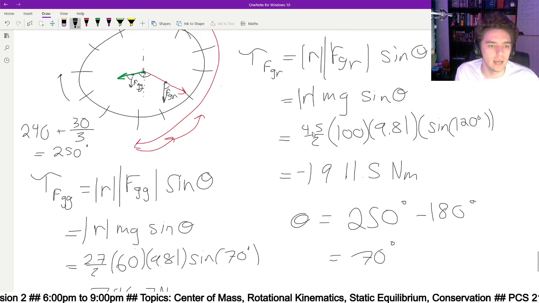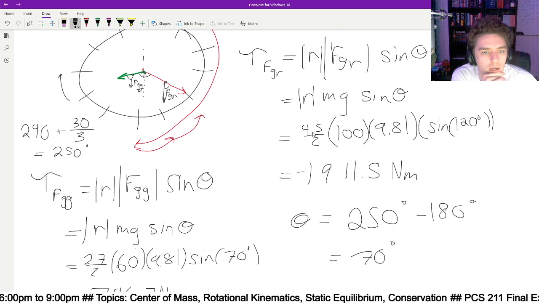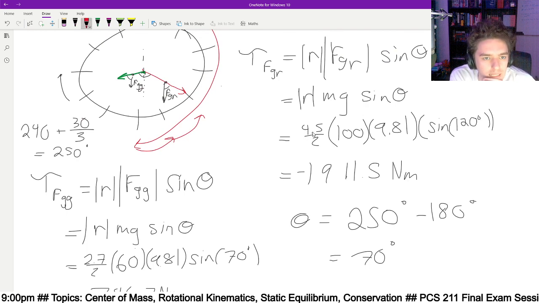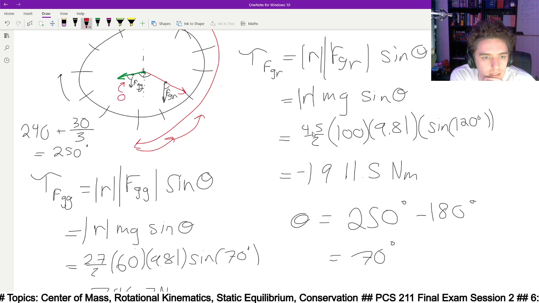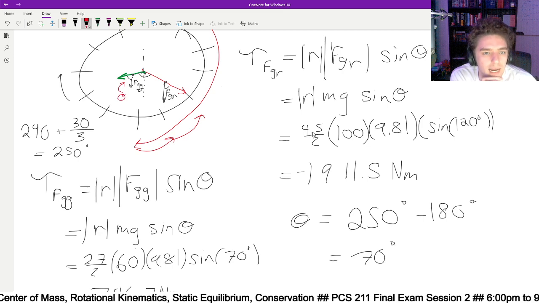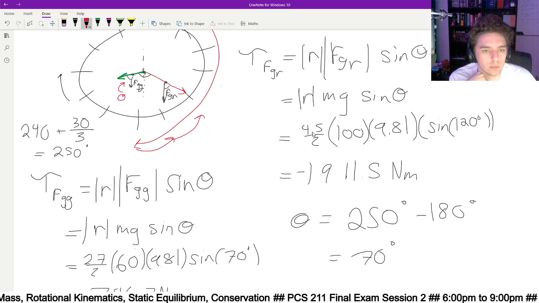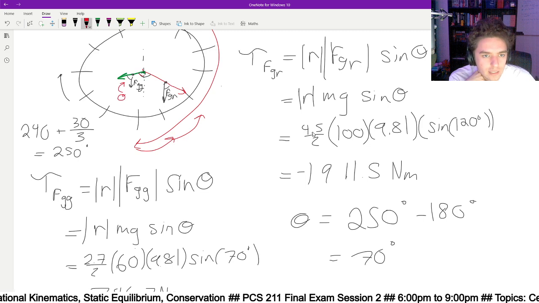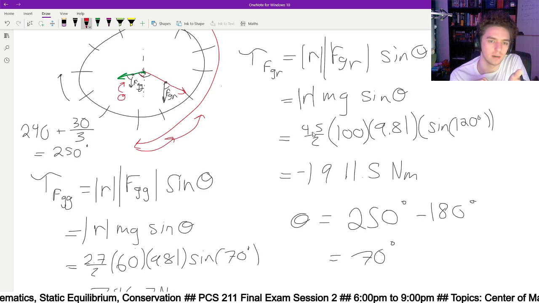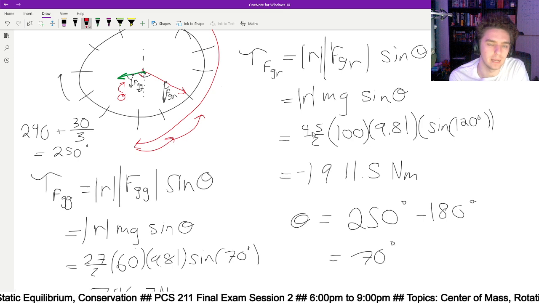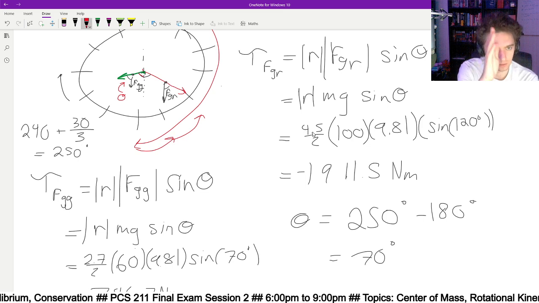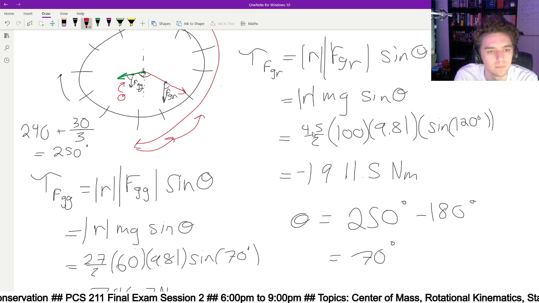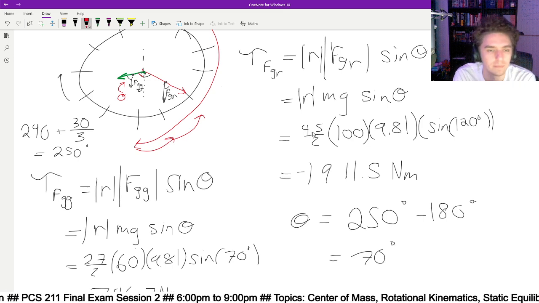Okay. How did I get the angle 70? Well, what we're really looking for is that angle in there, which is theta. It's the same as this angle over here. The angle between the radial arm, the hour hand of the clock, and the vertical line going straight down, because the force of gravity goes straight down.